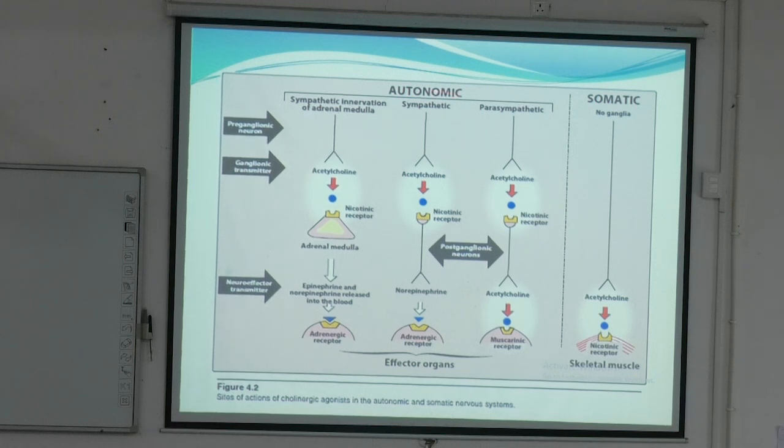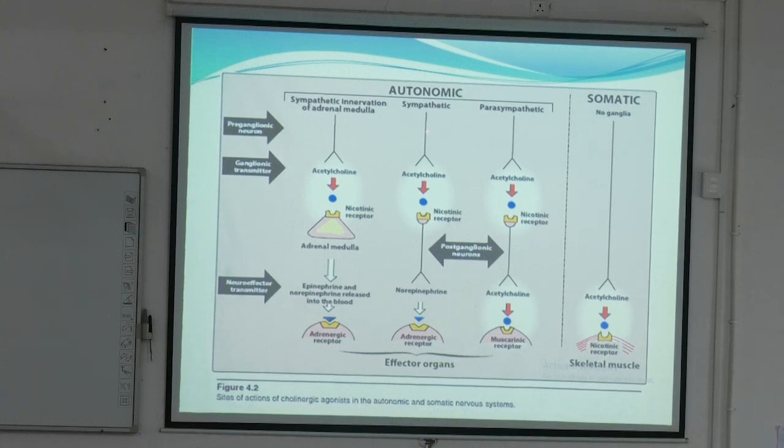So basically, this will be clear if you see this picture. So this is the autonomic system, this is the somatic system. Within the autonomic system, you can see these are the preganglionic fibers, and here are the postganglionic fibers. In the preganglionic fibers, whether sympathetic or parasympathetic, in all these cases, you can see acetylcholine is the neurotransmitter. So for preganglionic sympathetic fibers and preganglionic parasympathetic fibers, acetylcholine is the neurotransmitter.